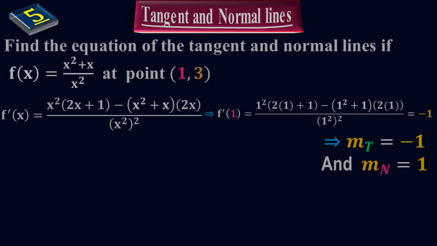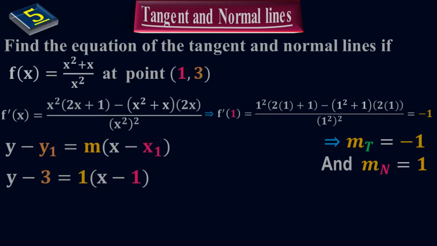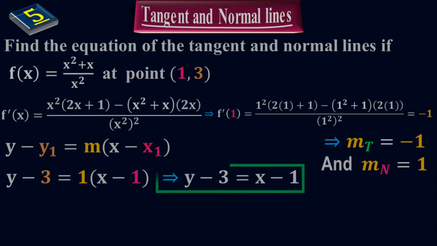From the point-slope form equation, plug in all the respective values to have y minus 3 equals 1 into x minus 1. Because look, y sub 1 is 3 and x sub 1 is 1. The slope of the normal line is 1. So it equals y minus 3 equals x minus 1. This is the equation of the normal line.